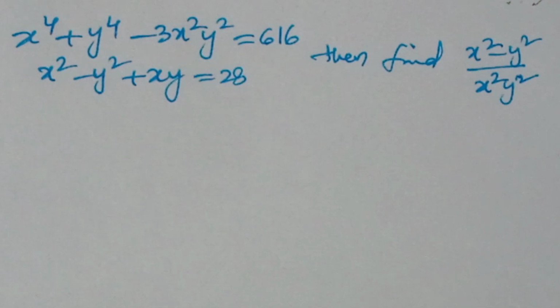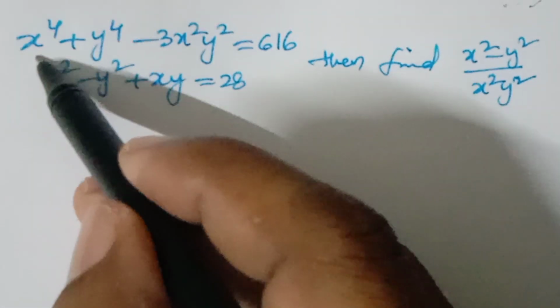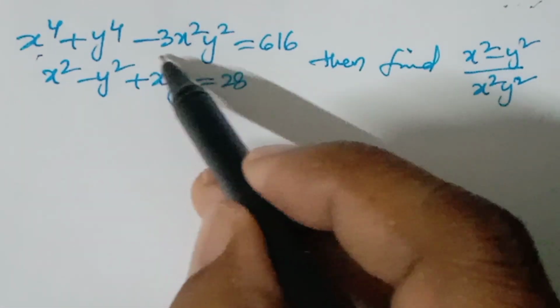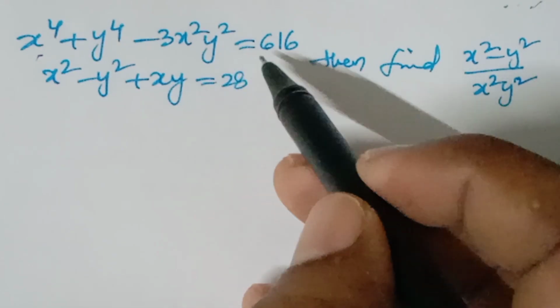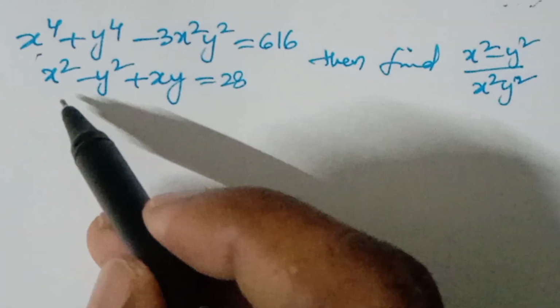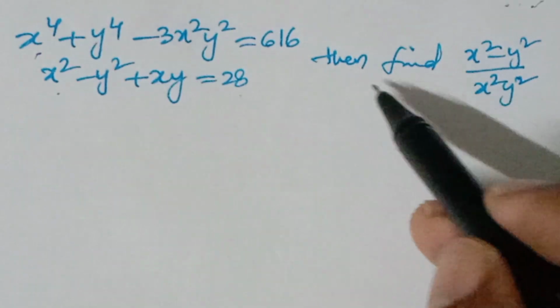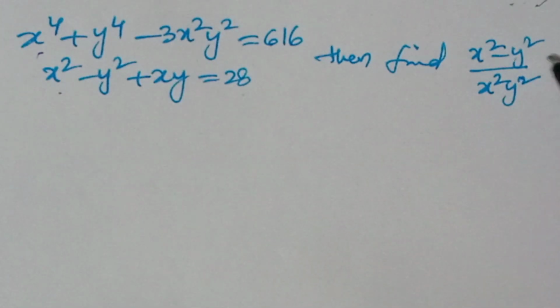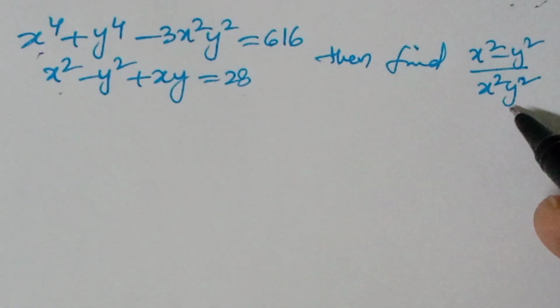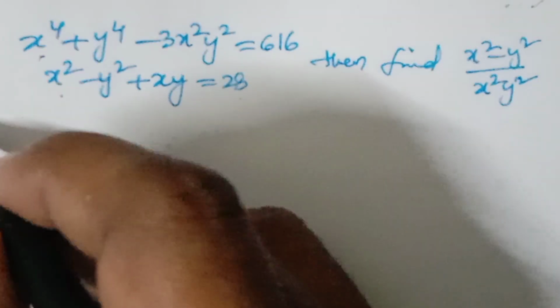So the question is: given x to the power of 4 plus y to the power of 4 minus 3x squared y squared equals 616, and x squared minus y squared plus xy is equal to 28, then find the value of (x squared minus y squared) by x squared y squared.